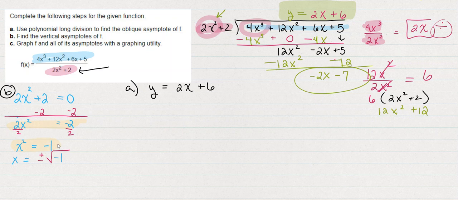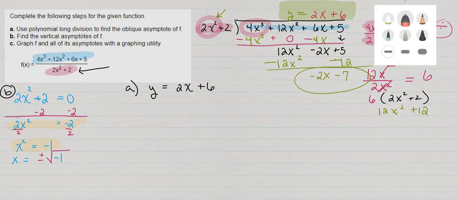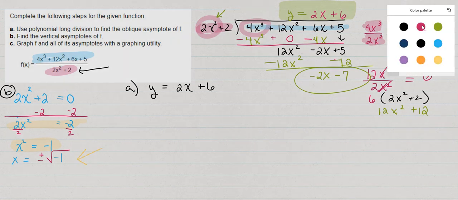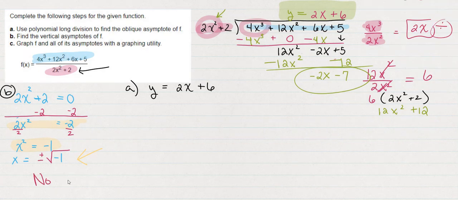Remember, I'm solving for x, so I'll do the plus or minus square root of both sides. And I get x equals the positive or negative square root of negative 1. Problem with that is that the square root of negative 1 is not a real number. So what I could say is that there are no vertical asymptotes. There's no value for x that makes this denominator a 0. So for part B, we'd say that there are none.